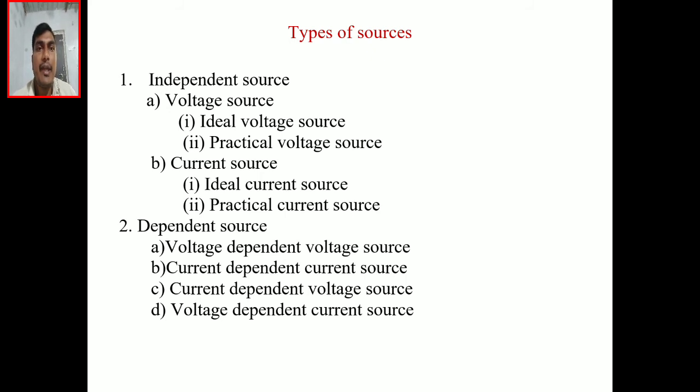Like that, there are voltage sources and current sources, but these depend on some other quantity, voltage or current. If a voltage source depends upon a voltage, it is called a voltage dependent voltage source. If a current source depends upon a current, it is called a current dependent current source. If a voltage source depends upon some other current in the circuit, it is called a current dependent voltage source. If a current source depends upon some other voltage in the circuit, it is called a voltage dependent current source.